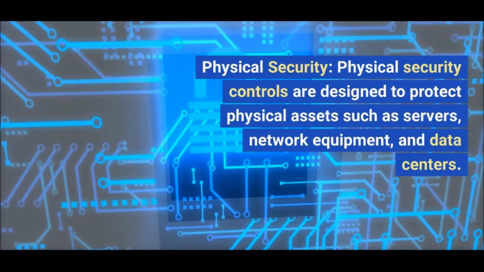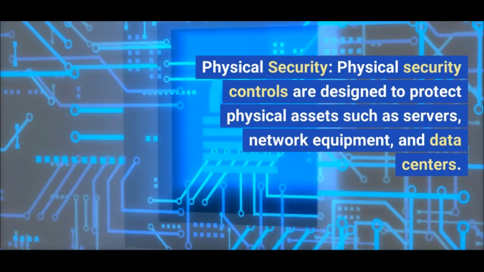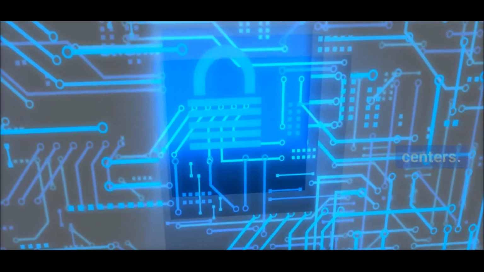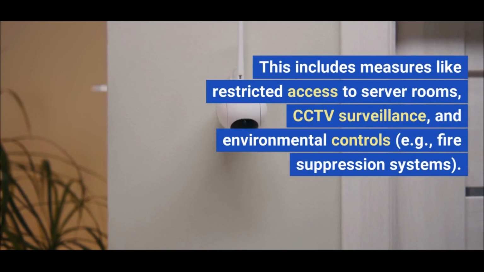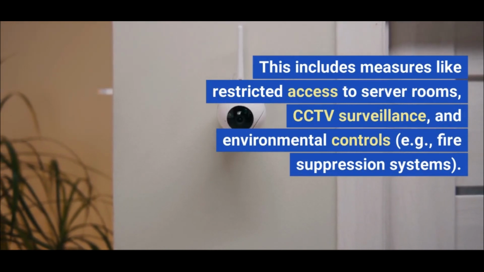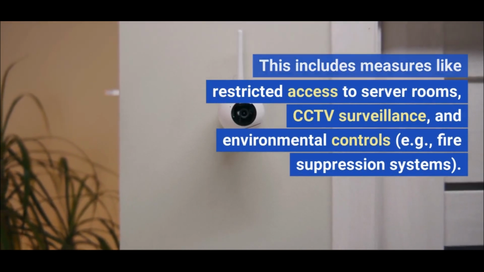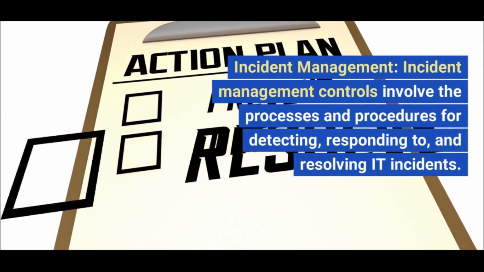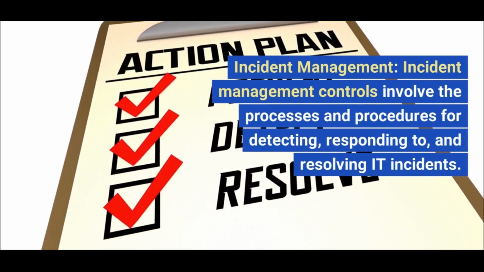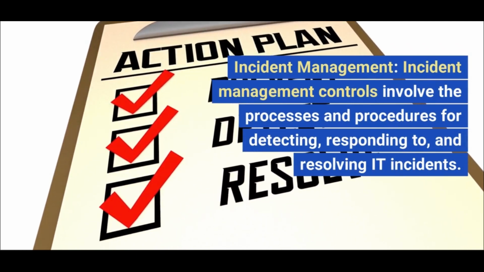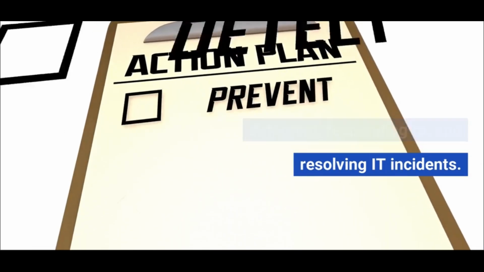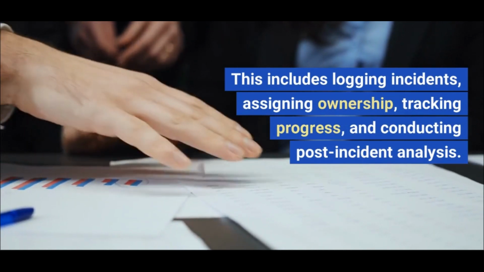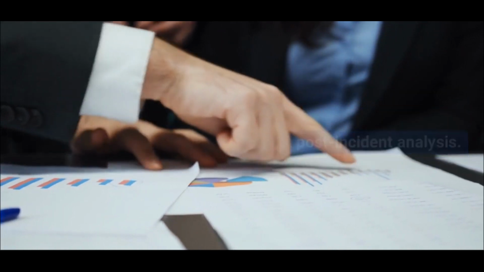Physical security. Physical security controls are designed to protect physical assets such as servers, network equipment, and data centers. This includes measures like restricted access to server rooms, CCTV surveillance, and environmental controls, e.g., fire suppression systems. Incident management. Incident management controls involve the processes and procedures for detecting, responding to, and resolving IT incidents. This includes logging incidents, assigning ownership, tracking progress, and conducting post-incident analysis.